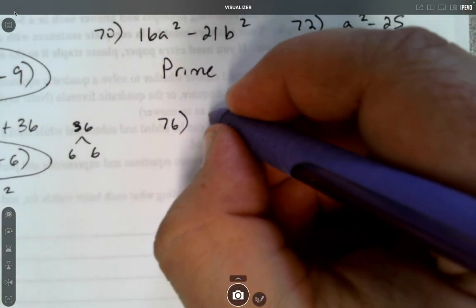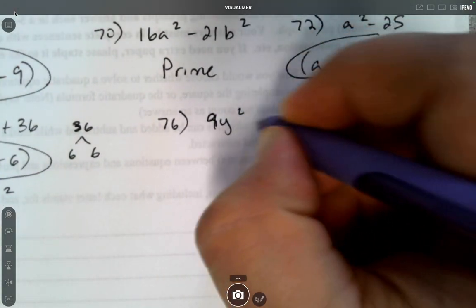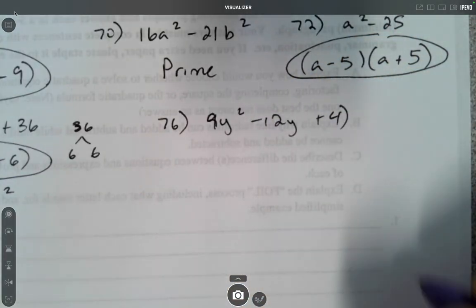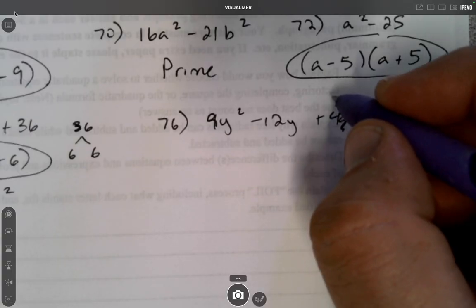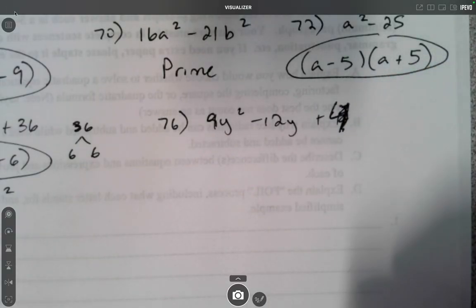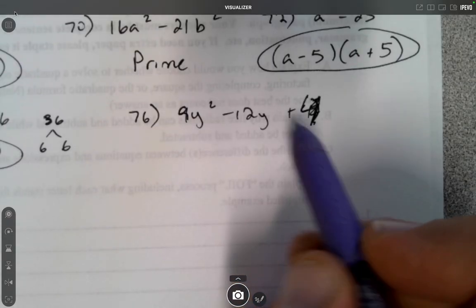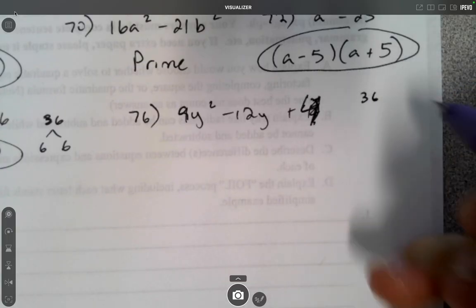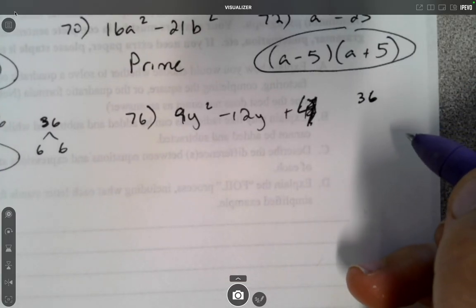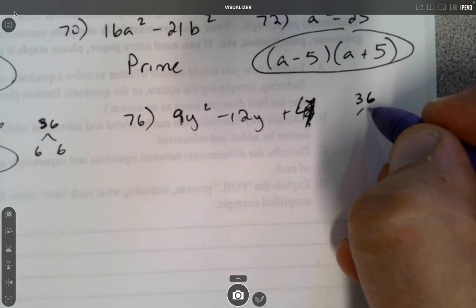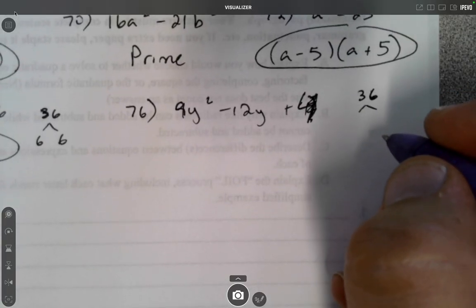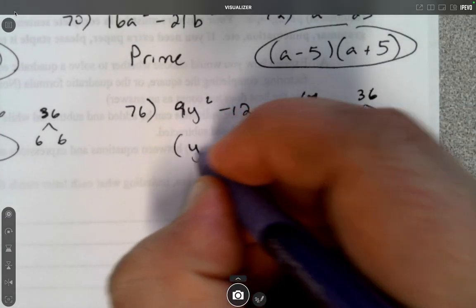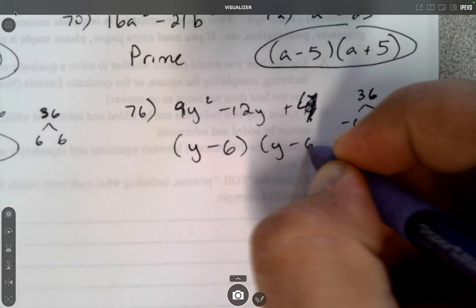76, we have 9y squared minus 12y plus 4. Sorry, no need for that parenthesis. That's a 4. There's nothing all three have in common, so we do the bottoms up method. 9 times 4 is 36. So we've got to figure out what multiplies to be positive 36 and adds up to negative 12. And that would be negative 6 and negative 6. So we start by writing y minus 6 and y minus 6.